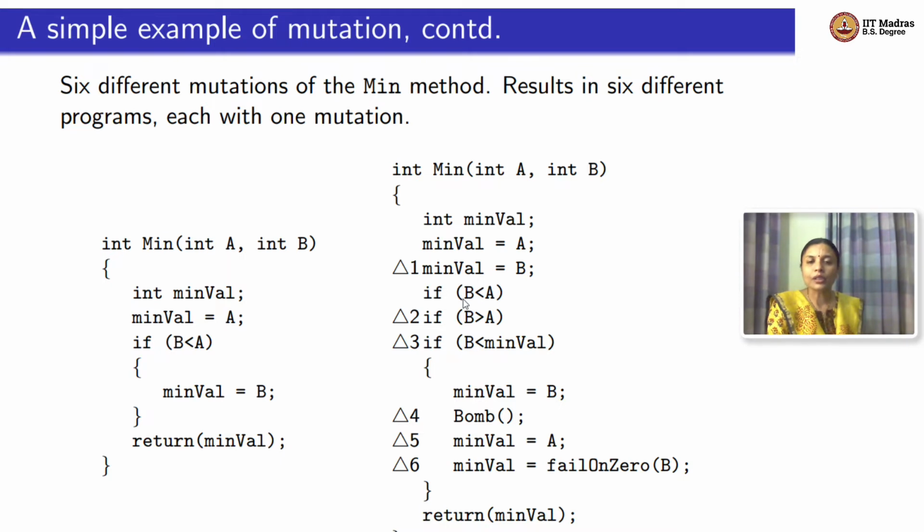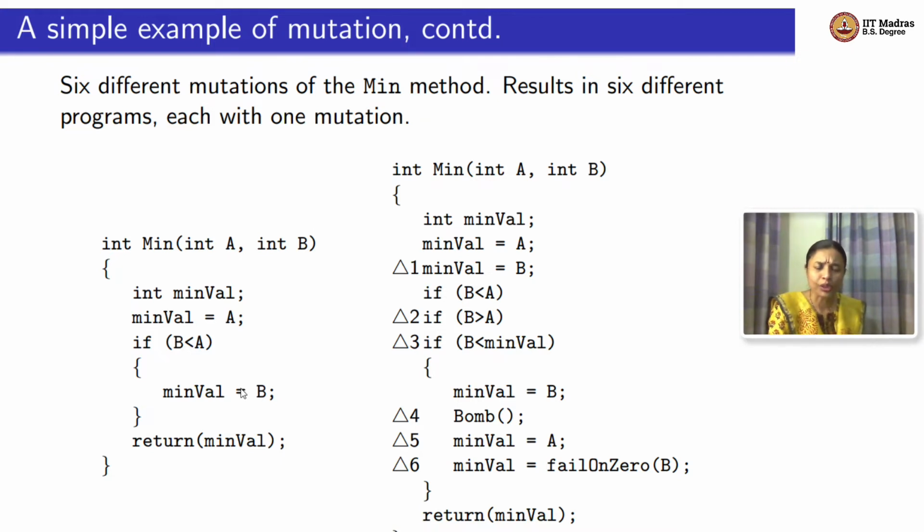The second mutant is, take this statement if b less than a, replace this less than with greater than. That will give you the second mutant. That is, make a copy of the ground string on the left hand side. Take this decision statement b less than a, replace this less than operator with greater than operator. That's delta 2. That's the second mutant. Third mutant is, take a copy of the same ground string, replace in this decision statement the argument a with min_val. That is delta 3 here, the third mutant.